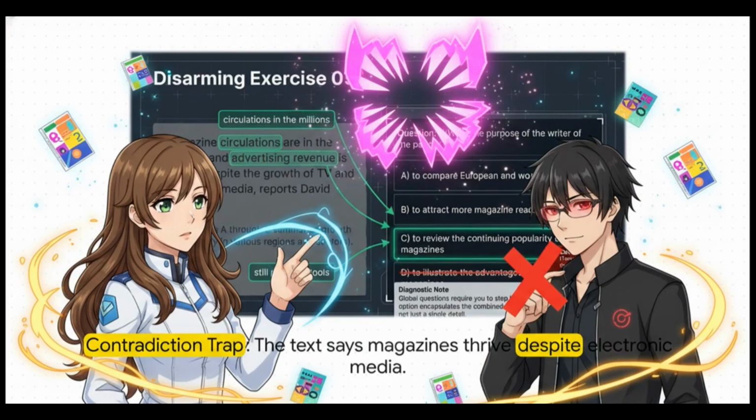So let's break this down. A lot of these big global questions have something I call a contradiction trap. Just look at option D, to illustrate the advantages of electronic magazines. But wait a second, the text explicitly says that print magazines are doing well despite electronic media. That's a direct contradiction, so we can just cross that one right out. The text keeps talking about rising sales, rising revenue, it's all about growth. So the answer has to be C, to review the continuing popularity of magazines. It just fits the whole story the passage is telling.